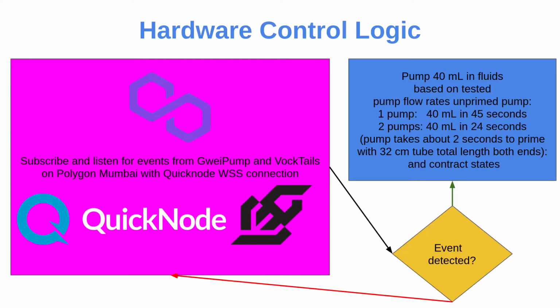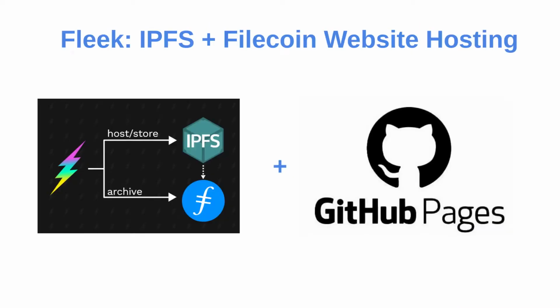A Mumbai WebSocket secure QuickNode connection subscribes to GweiPump and VocKTails events. When an event is detected, the Golang GweiPump and VocKTails scripts will pump fluids based on events and states from the contracts. The front end is hosted on IPFS and Filecoin using Fleek with GitHub Pages.